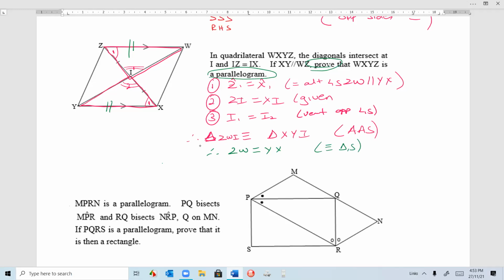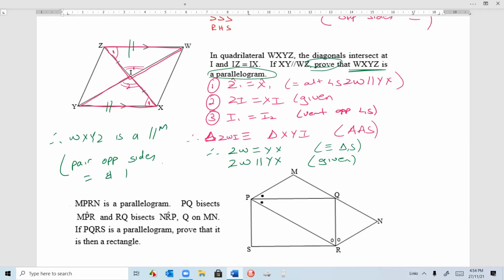But I'm going to use ZW is equal to YX, but we also know that ZW is parallel to YX. What's your reason for this? That was given. And therefore, we can now conclude that WXYZ is a parallelogram. And my reason now would be a pair of opposite sides equal and parallel. Are you happy with that?